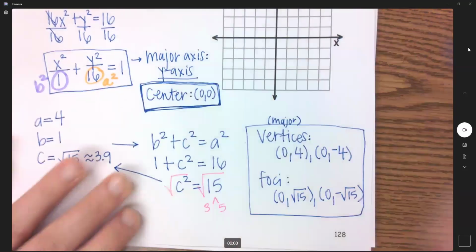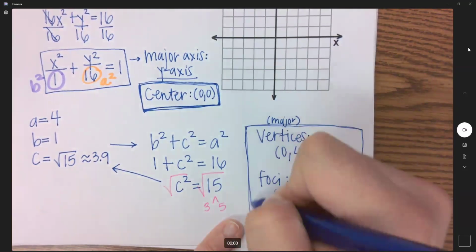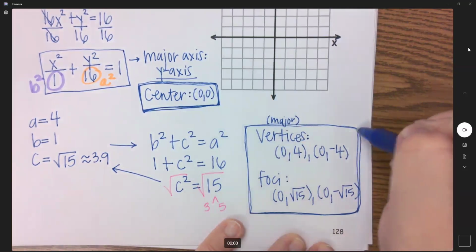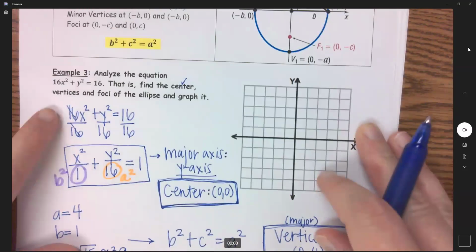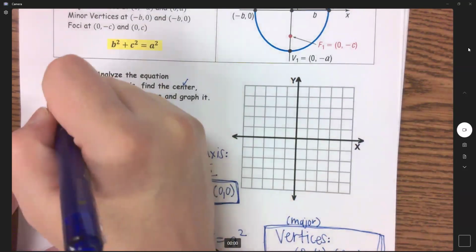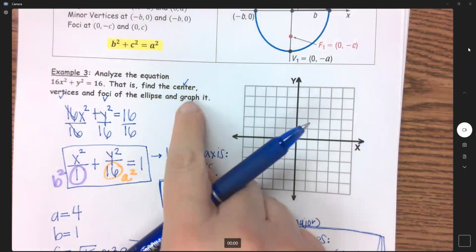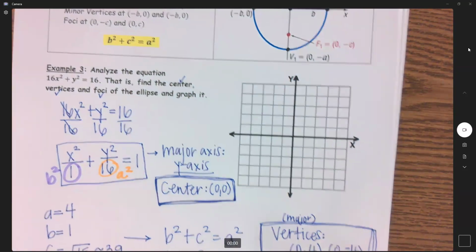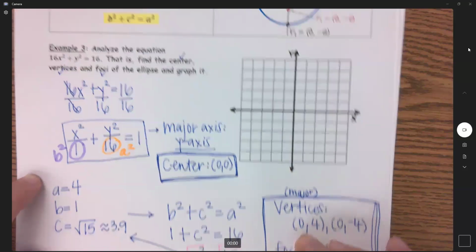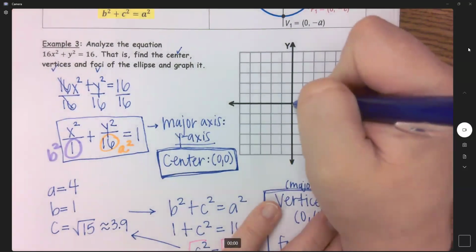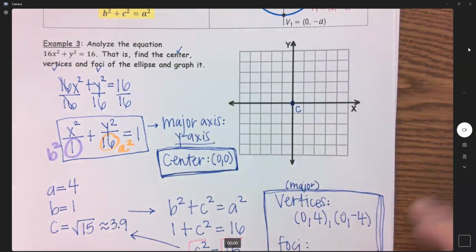So it's not asking for this. It's asking for these pieces of information. So I have found the center. I have found my major vertices and my foci. Now we need to graph it. You can again use this right here, but I like to just use my a, b, and c personally. So my center is at the origin.